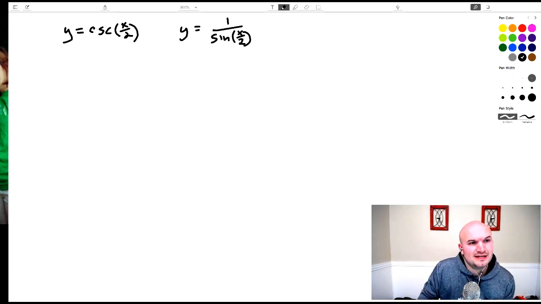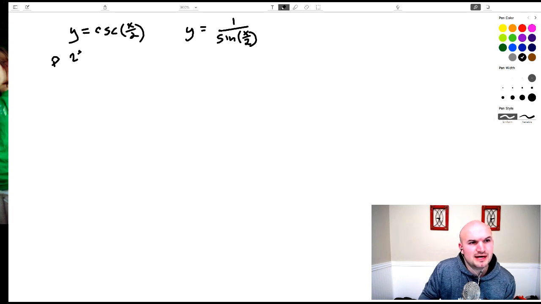So the first thing we can find is the period, which is 2 pi divided by 1/2. To simplify this, we multiply by the reciprocal, which is 2 over 1, and we get 4 pi.